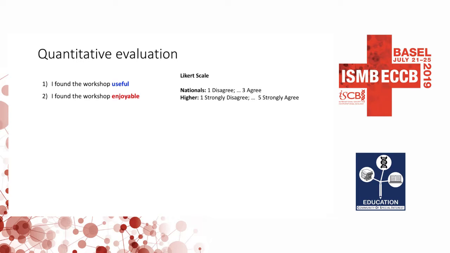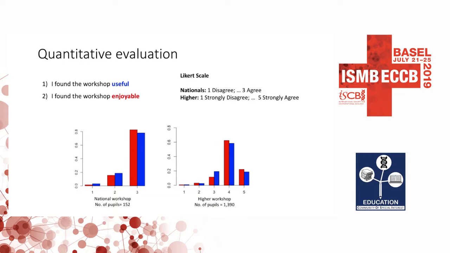This was because when I thought about it, what's the difference really between strongly agree and agree? I just don't know. I find these things hard to interpret, so we decided to simplify it for the nationals, and they go from disagree to neither, to agree, and then for the higher, they just have that additional strongly attached. But what we find is that for both workshops, so national students, we're at about 152 feedback forms from them, Highers around about 1,400.